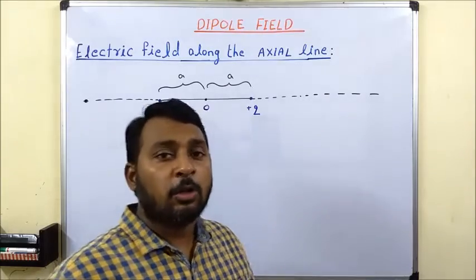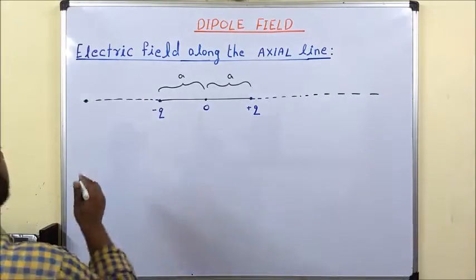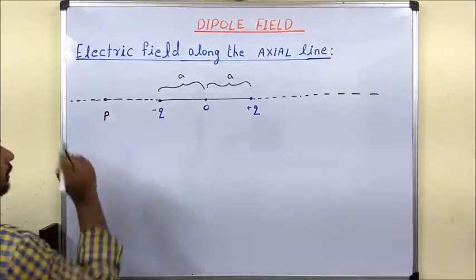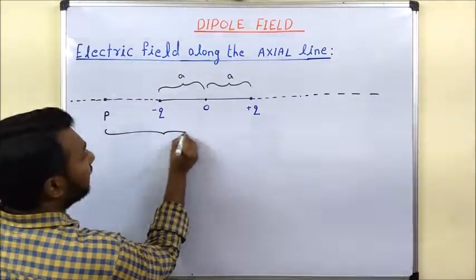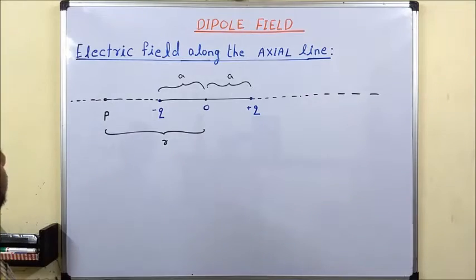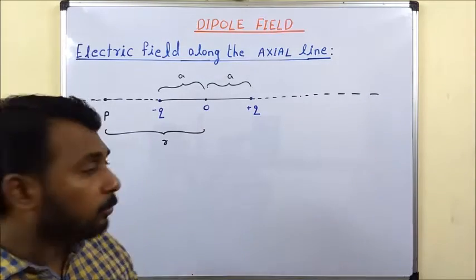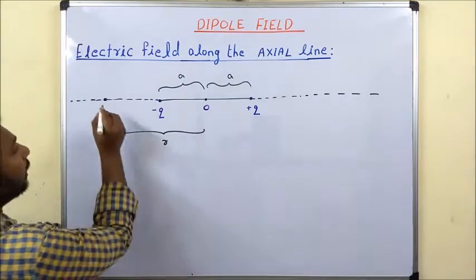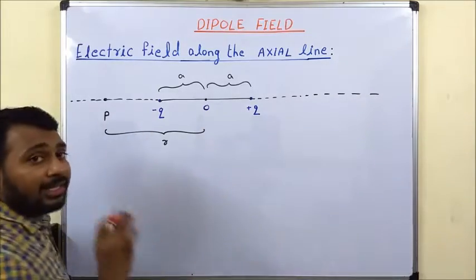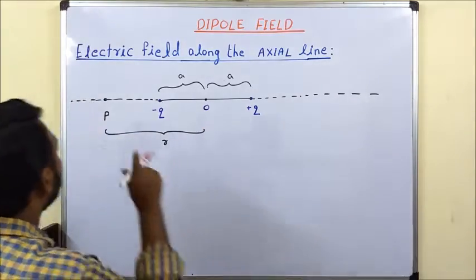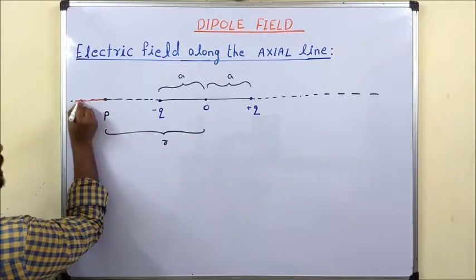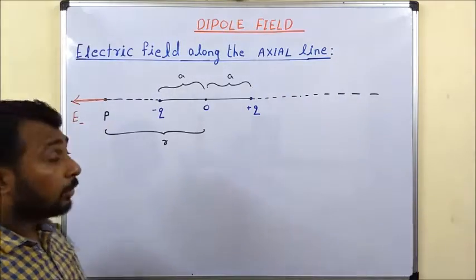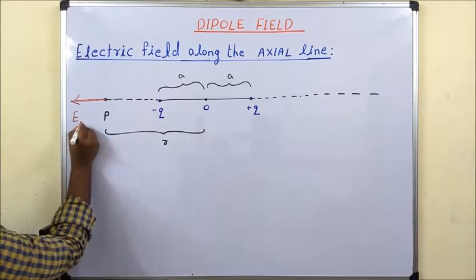If the point P you're considering is on the left hand side, so let's consider the point P. Let this be the axial line. So let's consider point P is here, and again the point P is at a distance r from the center of the dipole. Now at point P there will be electric field due to both minus q and plus q. So what will be the direction of electric field due to plus q? Positive charge, it is directed towards infinity. So at point P, this will be the direction of E plus, the positive electric field.